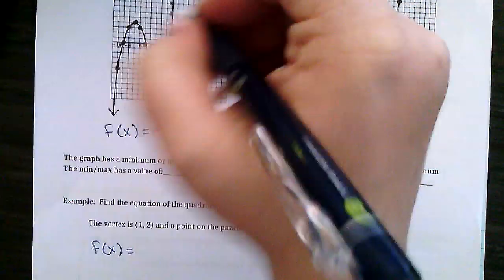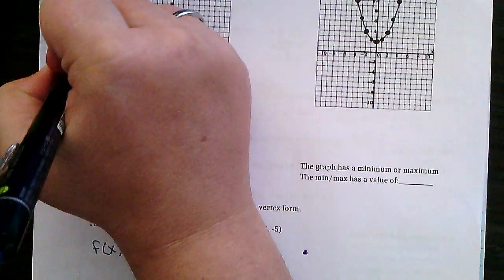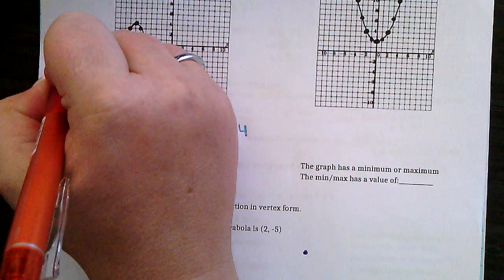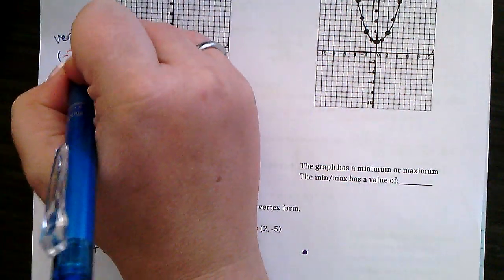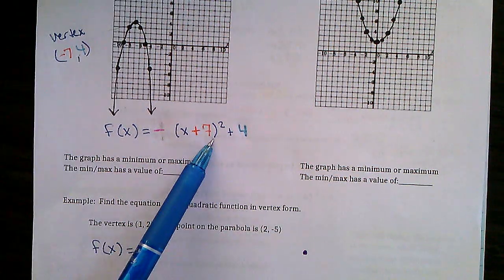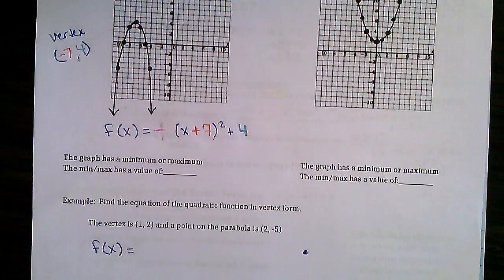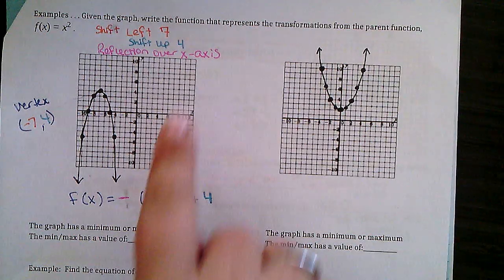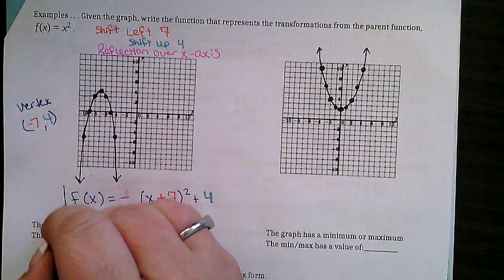We probably should have said what our vertex is. Our vertex on this is now at negative 7, positive 4. And notice from your vertex to your equation, the x value changed signs, the y value does not. Okay, so write the function. This is the function. So this is your answer right here.